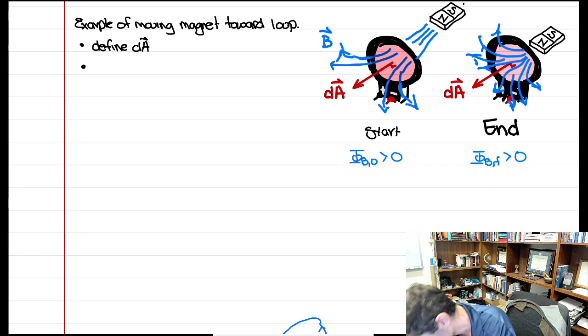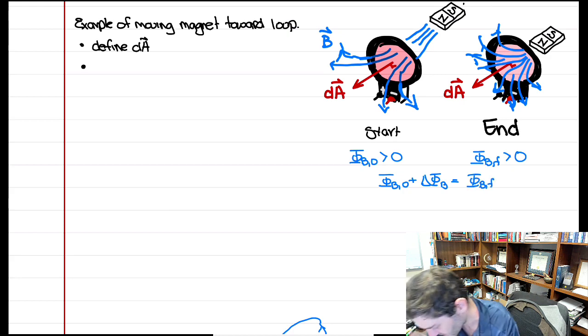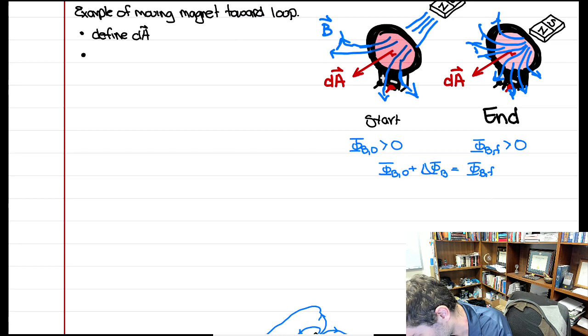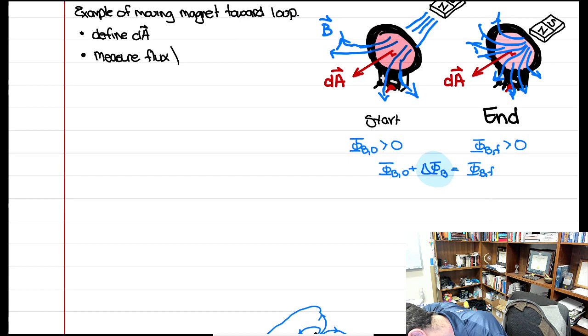I could look at the difference, or I could again think of it as I have some initial flux, I add to it some flux, and then that equals the final flux. And again, it is this change that I'm most curious about, because it's the change that matters. Now I can go back up here. I've defined my dA. That then allows me to measure flux, changes in flux.